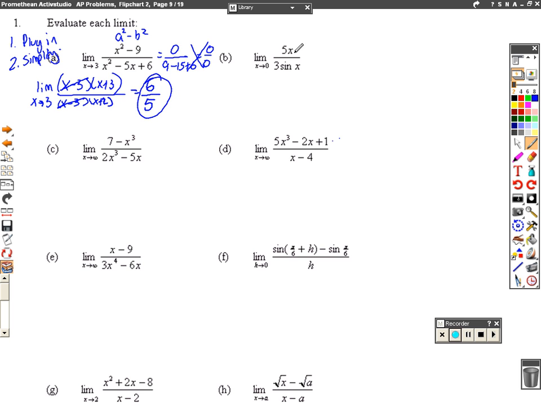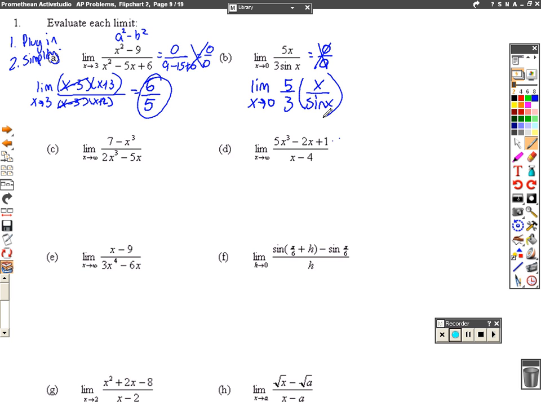The limit as x approaches 0 of 5x over 3 sine x. Step 1, let's try and plug in. So if I plug in, we've got 5 times 0, which is 0, over 3 times the sine of 0, which is 0. Not okay. All right, so step 2, we try and simplify. Well, we can't really simplify this algebraically, but we could write it like this. As x approaches 0 of 5/3 times x over sine of x. That's okay. We haven't changed it.